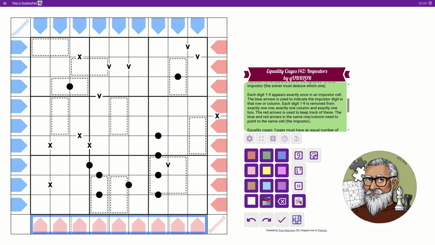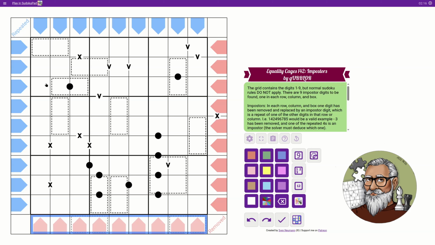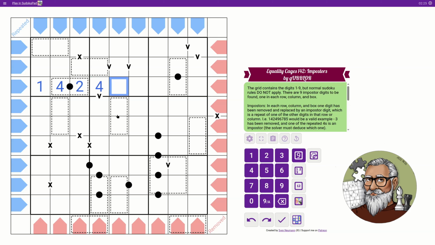The red arrows are used to keep track of these. The blue and red arrows in the same row or column need to point to the same cell, right? So let's use that example that was there and put it in. Suppose this is 1, 4, 2, 4, 9, 6, 7, 8, 5. Right, so one of those is an imposter cell.